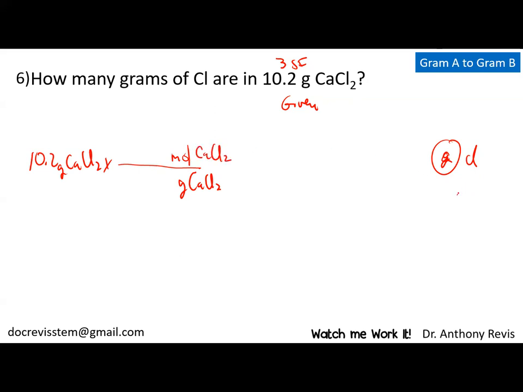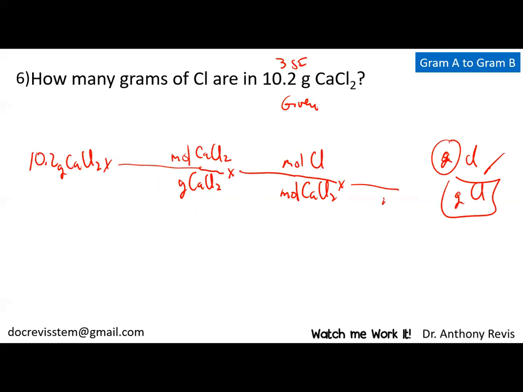But I'm looking for what? Grams of Cl, not calcium chloride. So I'm going to have to interconvert. To do an interconversion, I'll take mole on the bottom. When you do this interconversion, it's going to be mole over mole. Any interconversion is going to be mole over mole. So a mole of chlorine. Then I can go mole chlorine to grams of chlorine and get my answer.